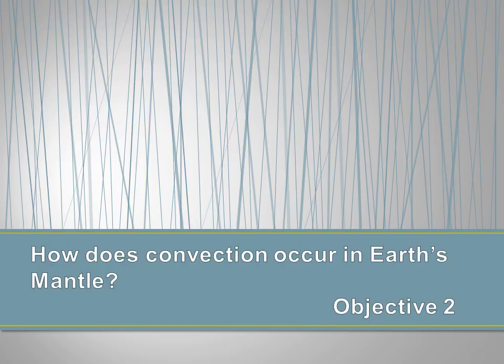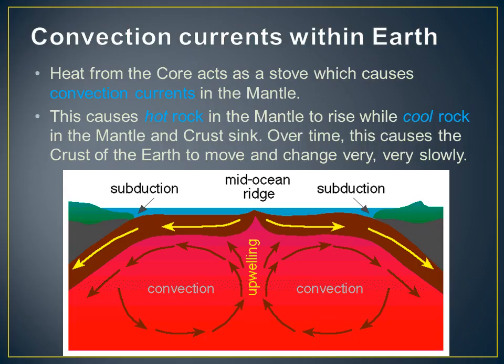Our second objective here. How does convection occur in Earth's mantle? Remember again, mantle, middle part of the Earth, below the crust, above the core. So convection currents within Earth. Heat from the core, the center of the Earth, acts as a stove, which causes convection currents in the mantle.